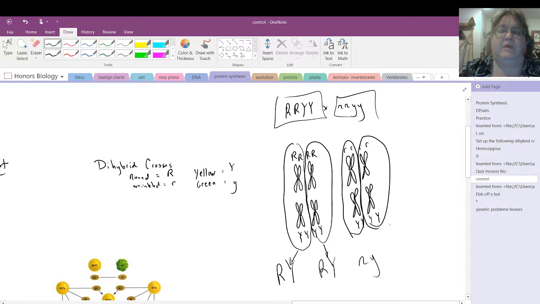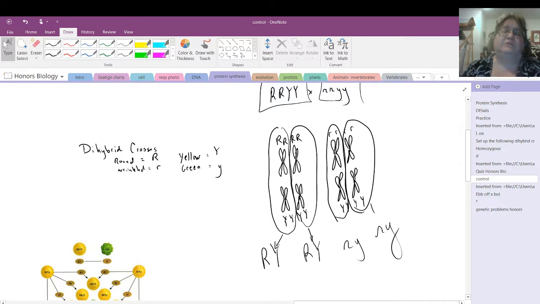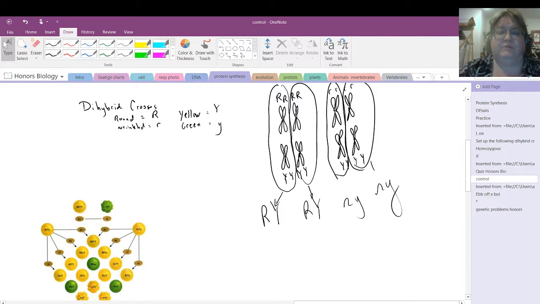Now, I'm skipping over a part that you might need to remind yourself. Remember, these are duplicated chromosomes. So not only do the homologous pairs separate, but then in meiosis 2, those chromosomes then split. And you can go back in your notes and review that if you need to. So in this case, you're going to set up a Punnett square using these gametes.